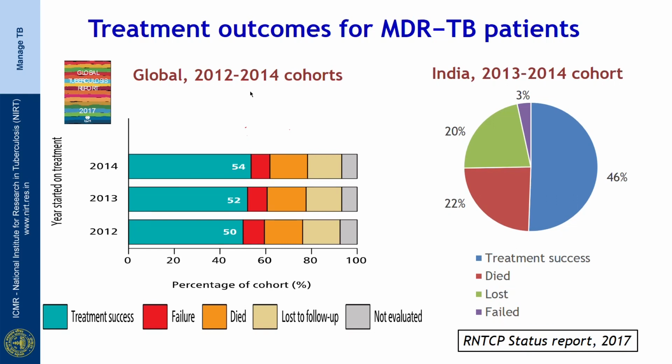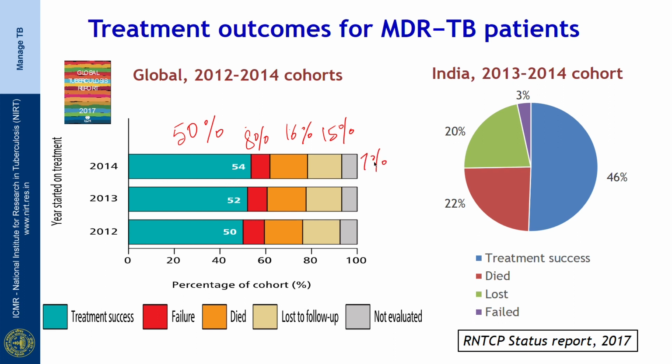So, if we look at treatment outcomes of MDR-TB patients globally from the 2012 to 2014 cohorts, we can see that the treatment success is only about 50%. About 8% of the patients failed the regimen, about 16% died, 15% were lost to treatment follow-up, and about 7% were not evaluated.